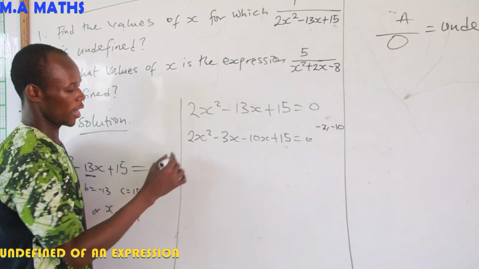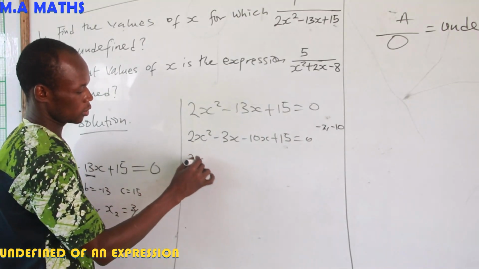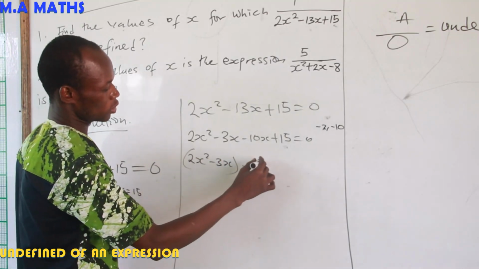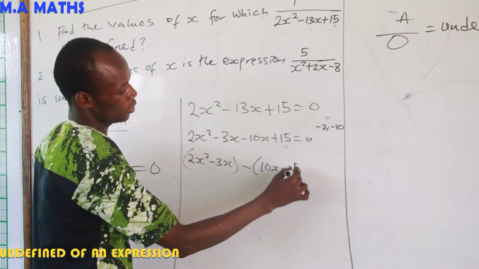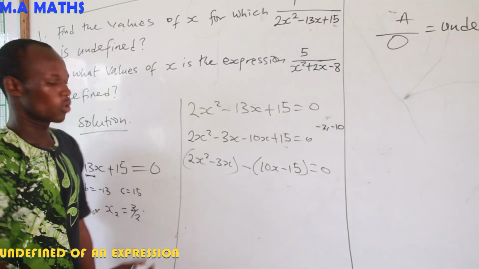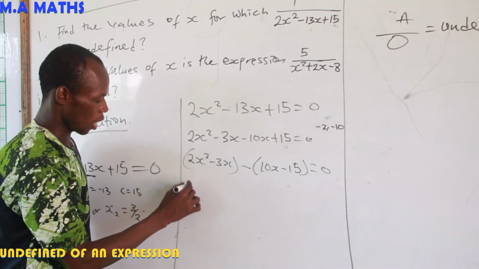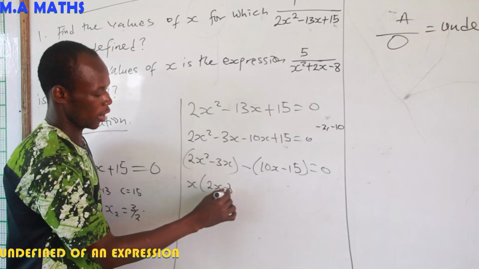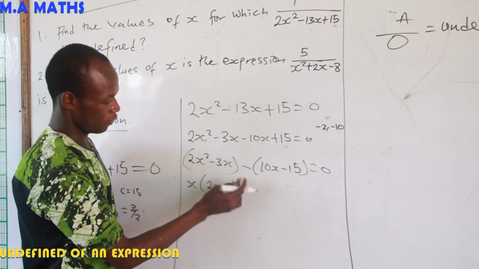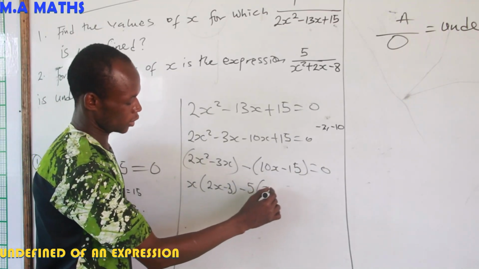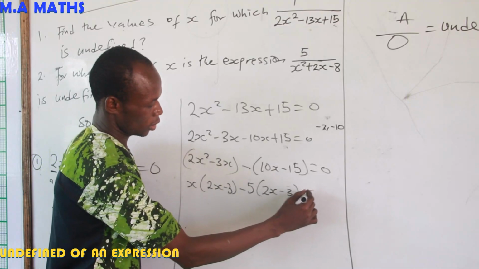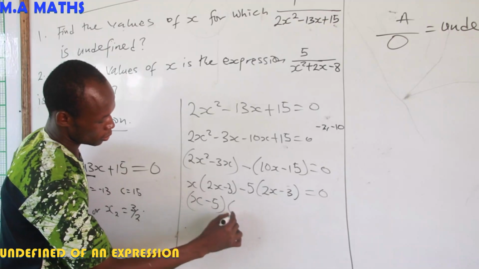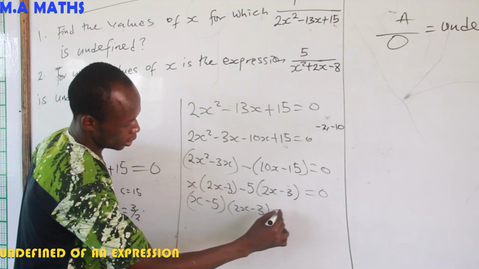In this case, we can factorize. 2x squared minus 3x, put this in a bracket, and factorize the negative out of the rest: minus 5 bracket 2x minus 3, equal to 0. So we factorize x out. x is common to both: x times 2x minus 3, minus 5 times 2x minus 3, equal to 0. That gives x minus 5 times 2x minus 3 equal to 0.